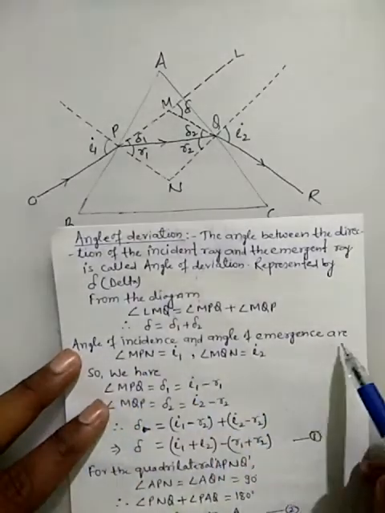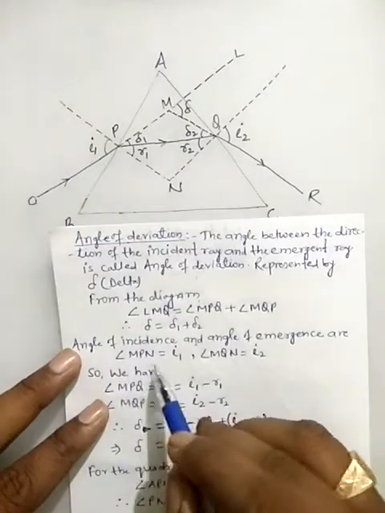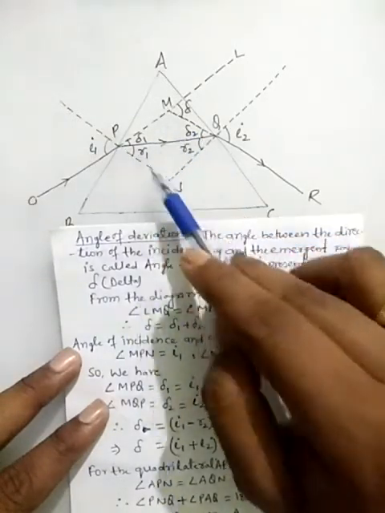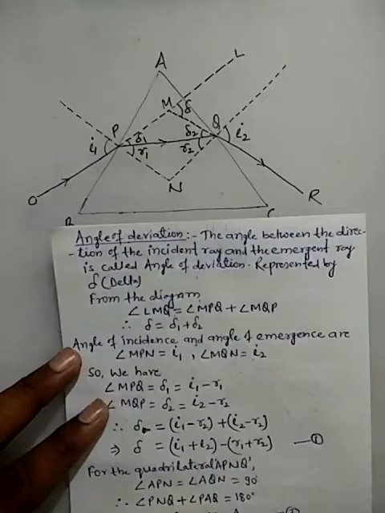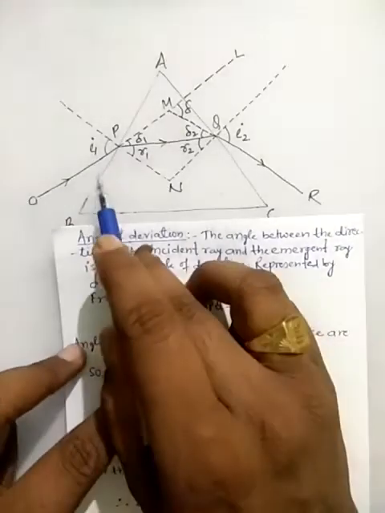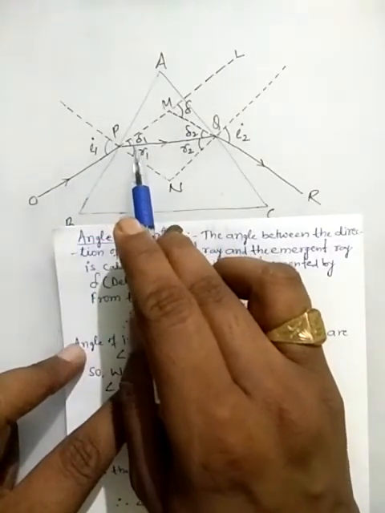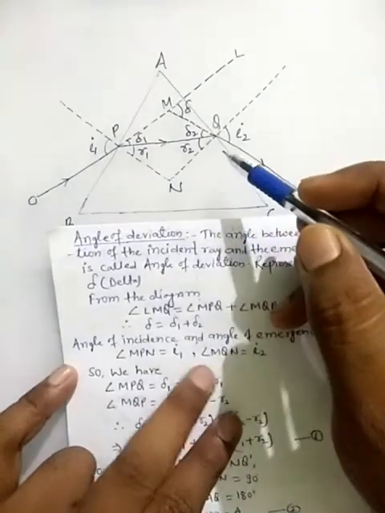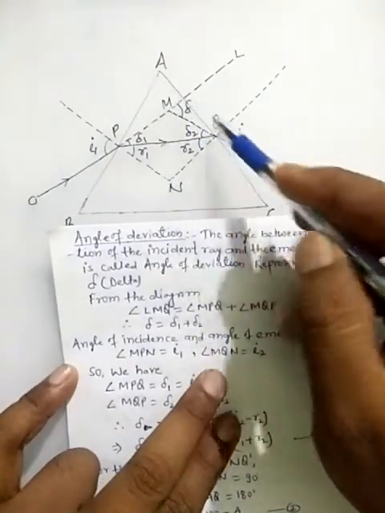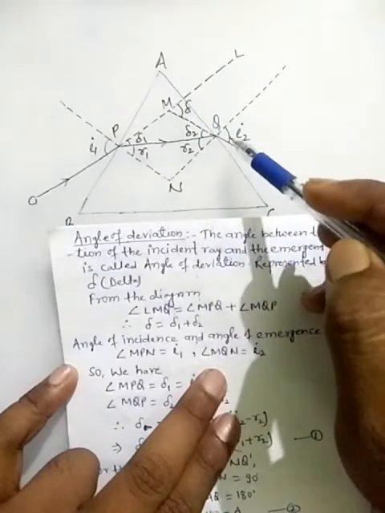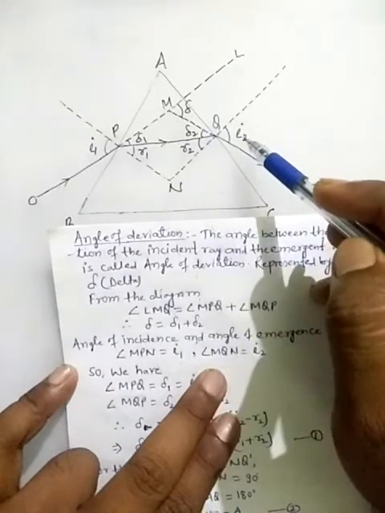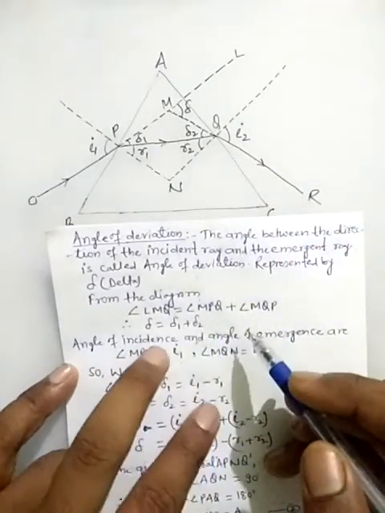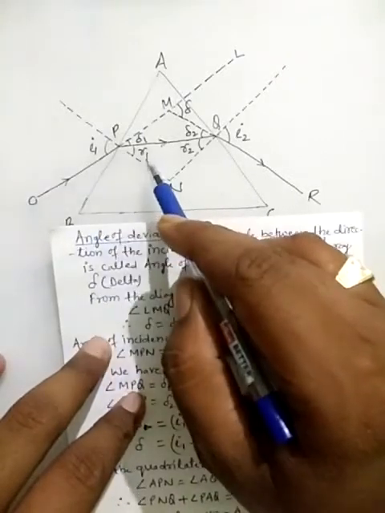Angle of incidence and angle of emergence are represented here. Angle MPN is the angle of incidence, which is equal to I1. Similarly, angle MQN, the opposite angle, will be equal to I2. That is, I2 equals R2 plus delta 2, and I1 equals R1 plus delta 1.